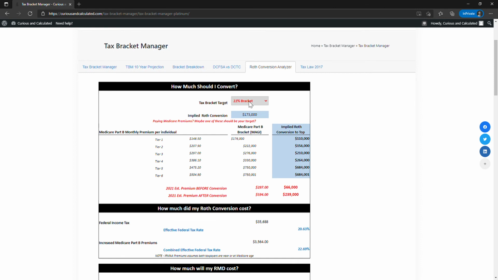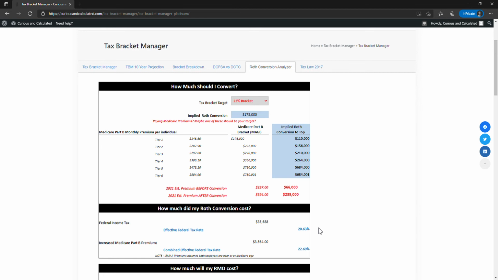So we did a 22% tax bracket target, $173,000. What is the cost of that? It compares doing the Roth conversion versus not doing the Roth conversion by stacking that Roth conversion on top of whatever we already projected to have. We projected to have a 20.63% effective federal tax rate.